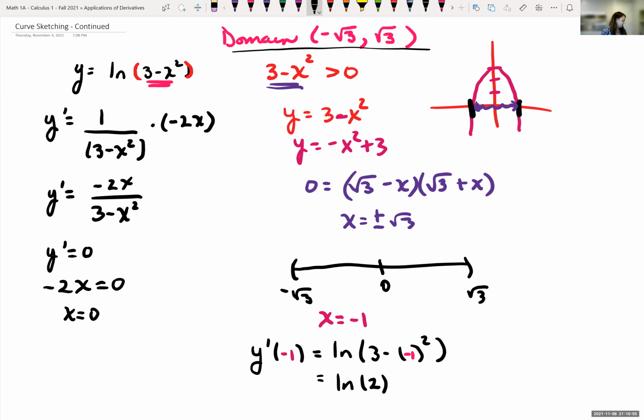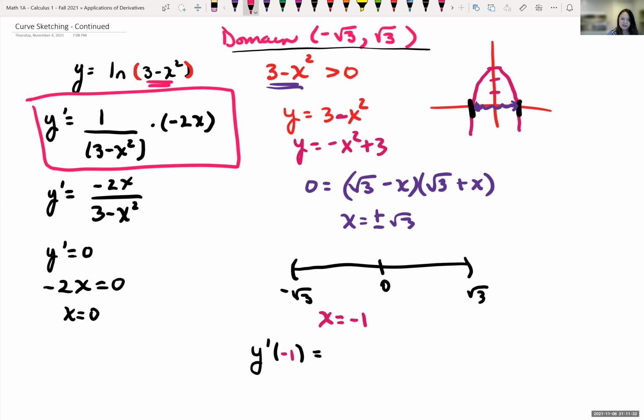And so natural log of 2 is, I believe, bigger than 0, but let's just see. That gives us back 0.69. Okay, so this value... isn't the natural log of 3 minus x squared the original function? Oops, you are right. So thank you. I put in the derivative, but I used the original. So we want to use this function.